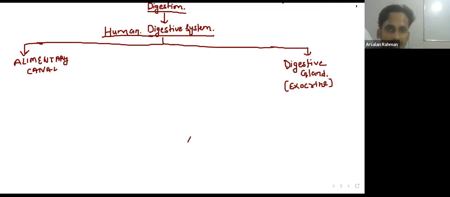Just copy this. Divide the human digestive system into two parts: alimentary canal and digestive glands. Then I'll show you a diagram of the human digestive system.